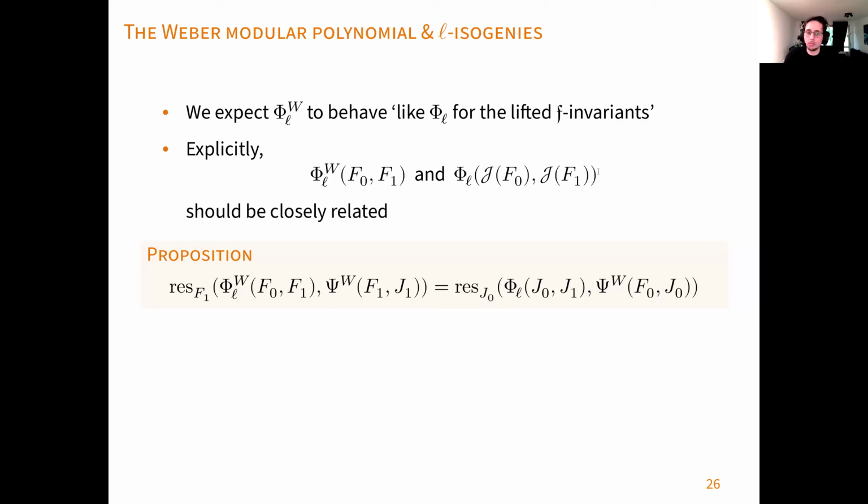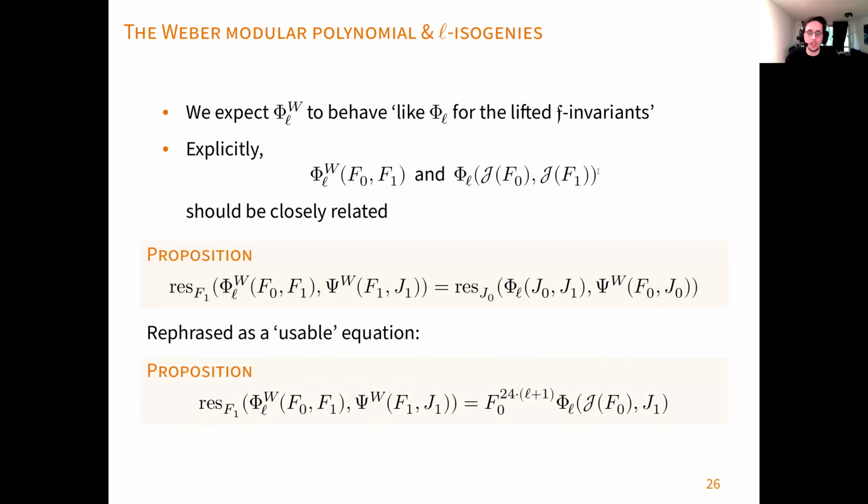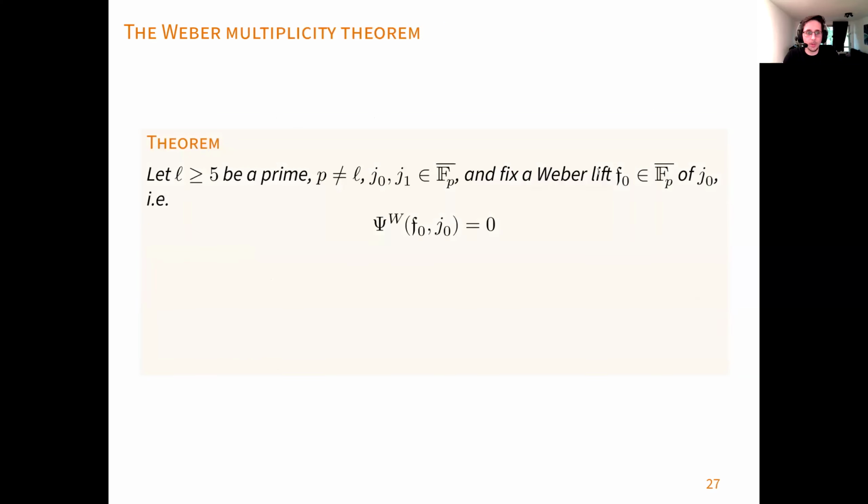How does this now translate into a usable equation? Well, we can simplify the right side just by basic properties of the resultant. And we see that this resultant equation on the left side gives us just, up to a power of this f0, the classical modular polynomial, where we represent the j-invariant j0 as this rational function of f0. And again, we have done enough work to apply our resultant technique, so we get the result that we want.